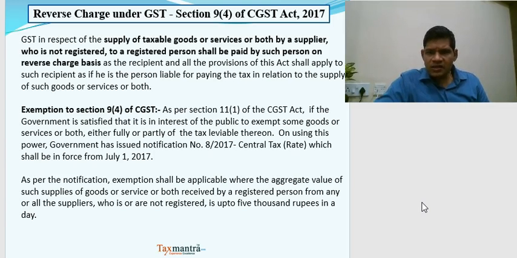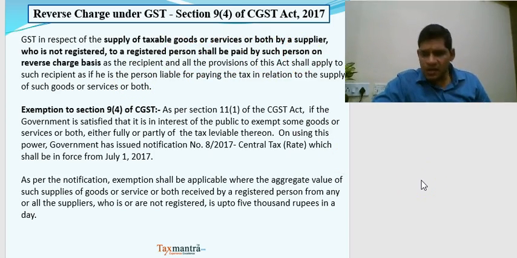Now what is 9 subsection 4? Now this is very, very dangerous and a provision which is causing a lot of worry, and there is a lot of news about this provision. So this talks about supply of taxable goods or services both by a supplier who is not registered to a registered person shall be paid by such person on reverse charge.